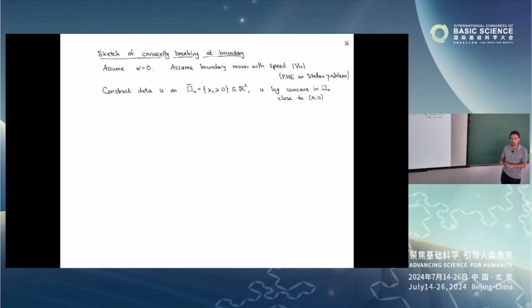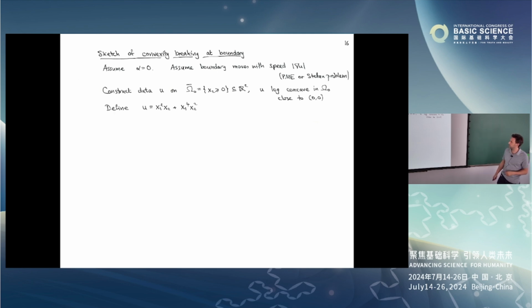What we're going to do is show that this u, the initial data we construct, is going to be log concave in the upper half plane, close to the origin. And we're going to use that as a starting point to construct the data on an actual convex bounded set omega naught.